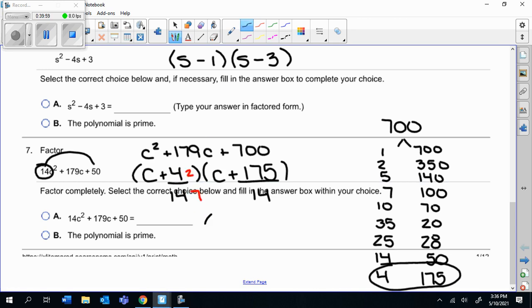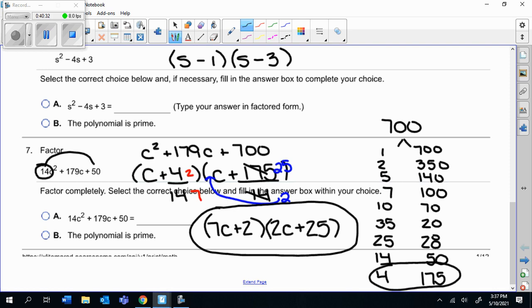So that 7 slides in front. 7c plus 2. 175 over 14, we can take out a 7, I believe. 175 divided by 7 is 25. So we can take out a 7. So that's going to be 25 and 2. And that 2 is going to slide in front of the c. So 2c plus 25. Wow, it's been a long time since I've been bested by a factoring problem there.